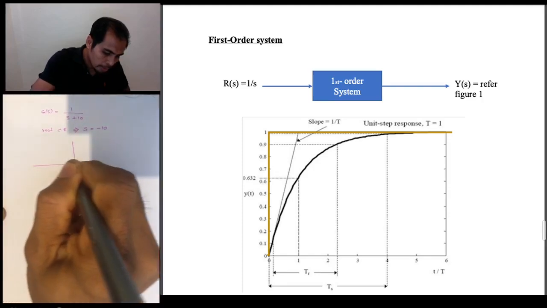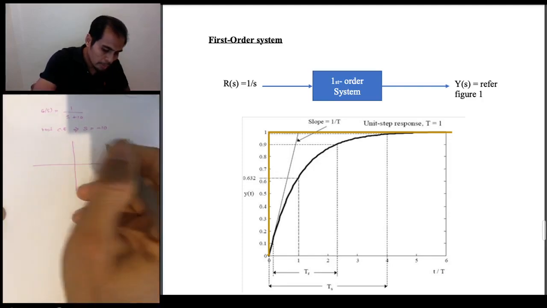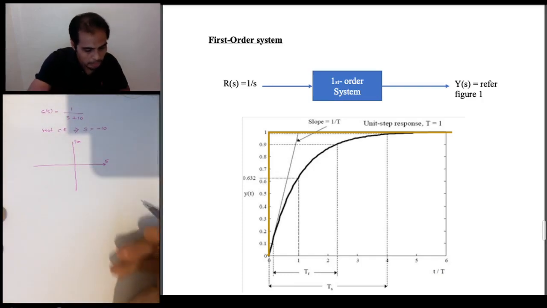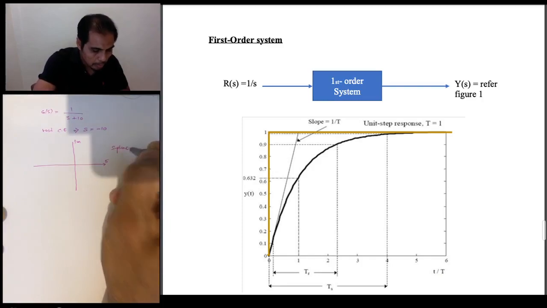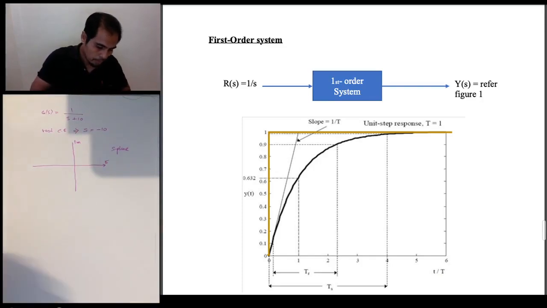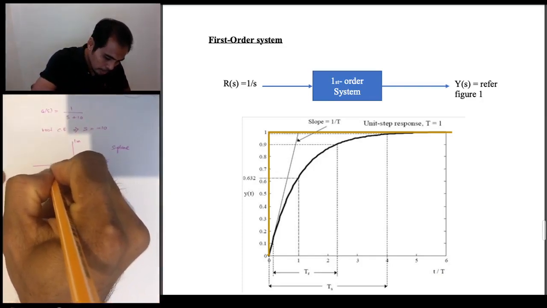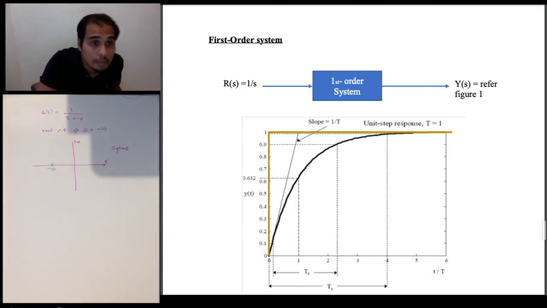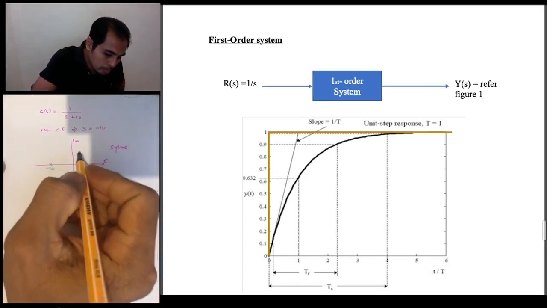On the S plane here, okay, this is the S plane, and this is minus 10. Based on this, we know from the stability criterion that if the roots of the denominator of the system are on the left hand plane, then we can say the system is stable.